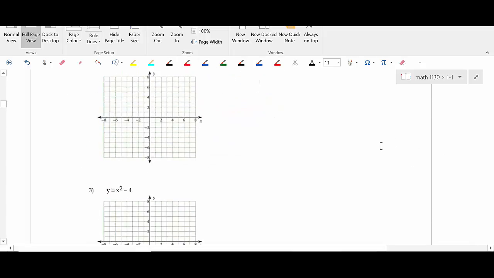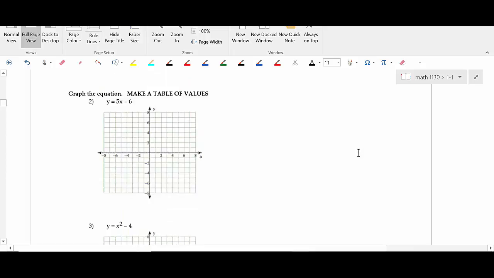Now the next thing I want to do is look at just doing basic graphs by doing a table of values. And then we're going to look at all kinds of different ways to graph in this class over the first couple of weeks. To start with, even though you might know a different way to do this, we're just going to do table of values in this section. And we're going to do a variety.